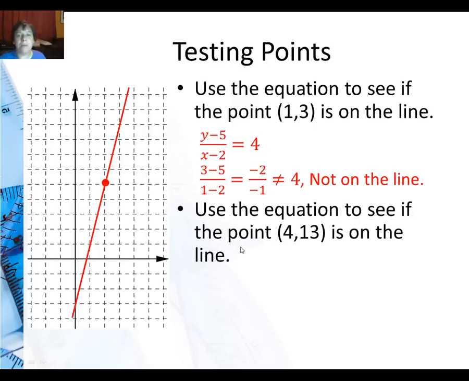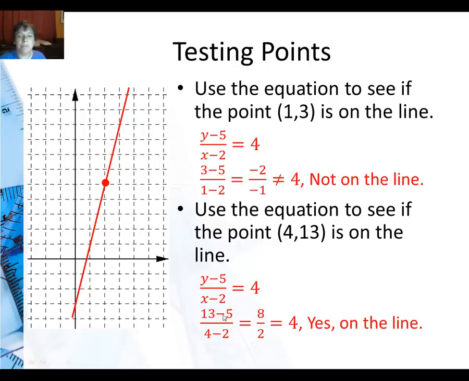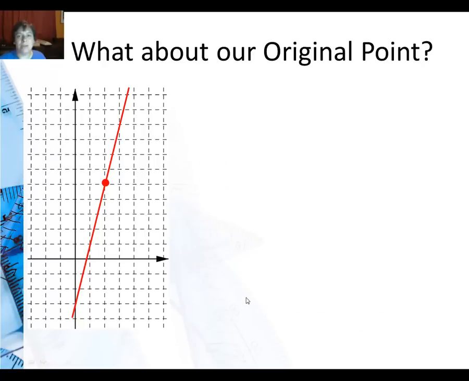How about (4, 13)? Well, that one's definitely harder to check out because that's kind of going off the screen. So again, I use the same equation and I substitute in 13 for y and 4 for x. 13 minus 5 is 8. 4 minus 2 is 2. 8 over 2 is 4. So yes, it is on the line.